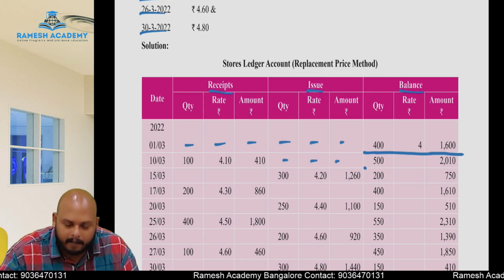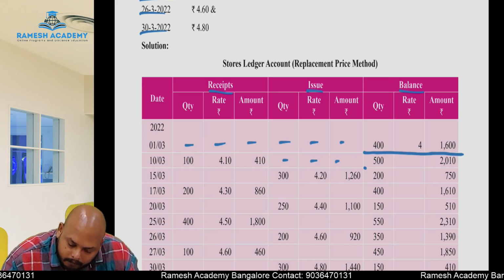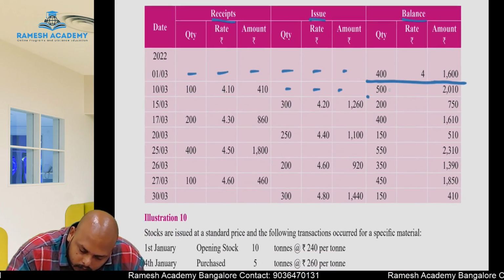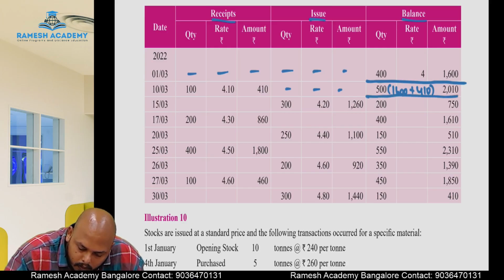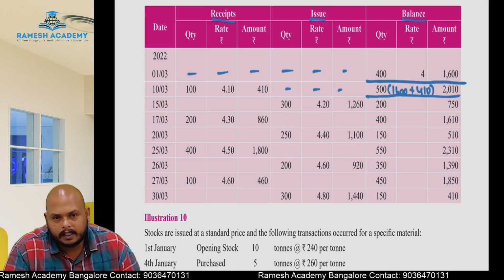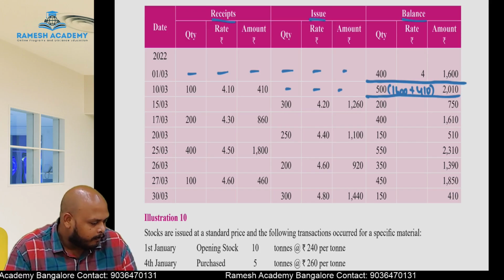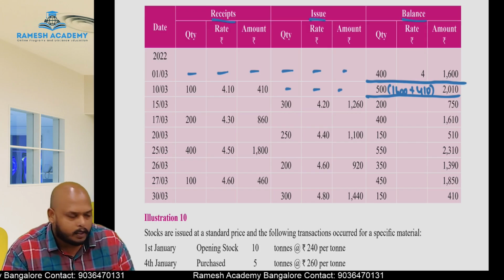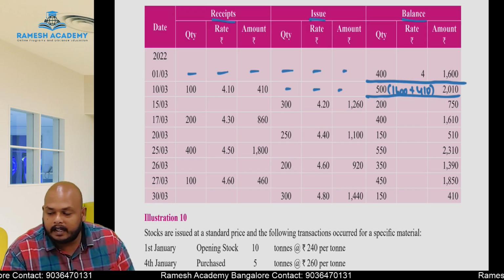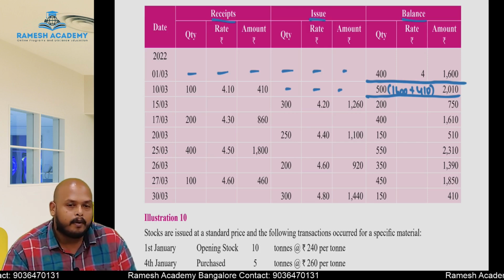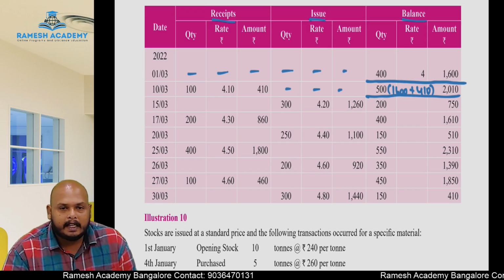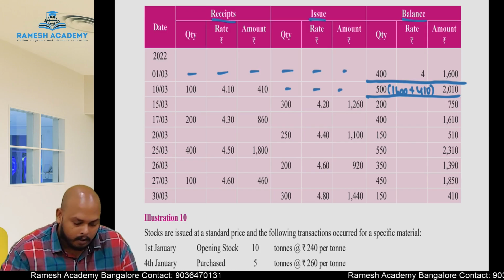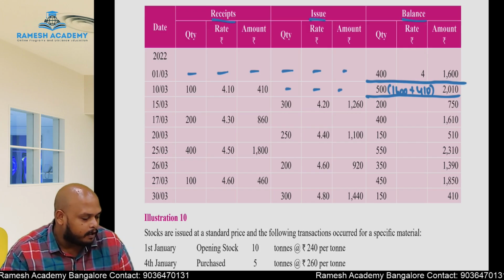Directly we can sum up and write 1600 plus 410. That is nothing but 2010 rupees. Next, on 15th March issued 300 units to job XY, vide material requisition number 14. They had issued 300 units to the job XY, material requisition number 14.